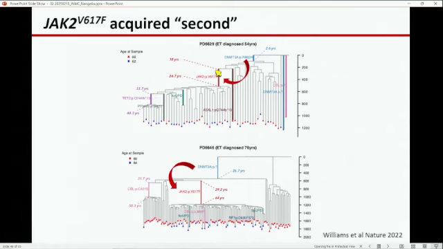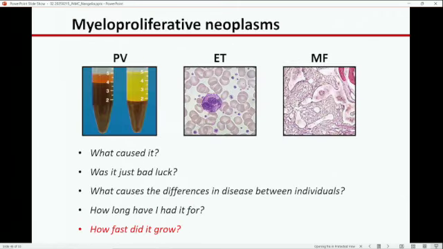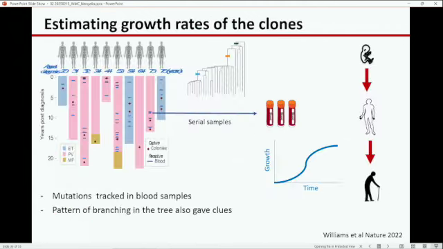Sometimes JAK2 occurs second. So these are some other pictures of trees where you can see lots of different additional events have occurred within the MPN clone. I won't go into it, but it's helpful for us to understand this scientifically. So how fast did it grow? We were able to deduce that in two ways.